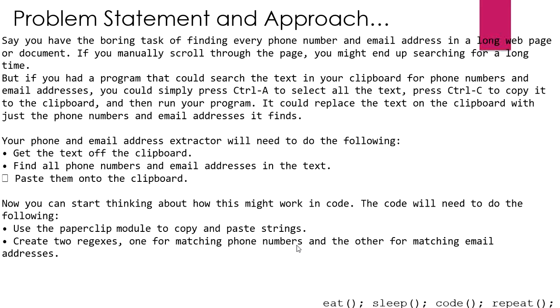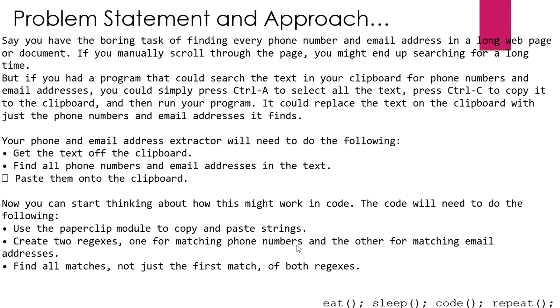Matching email addresses is also easy, because we have some set of characters, some set of alphabets, and it can have a digit also. Then we have an at sign, and then we have something like Gmail or Hotmail or Outlook, whatever. So this is what we're going to do for matching email addresses, and then we're going to find all matches, not just the first match, of both regexes. Of course we need all the matches, not just the first match.